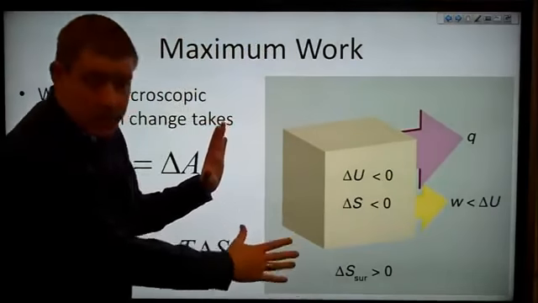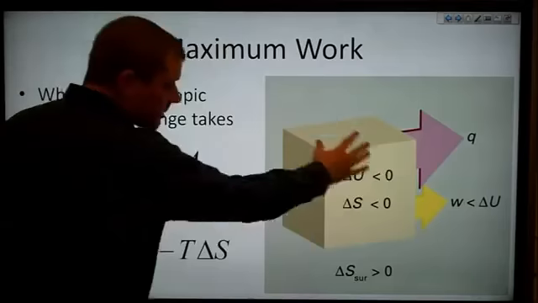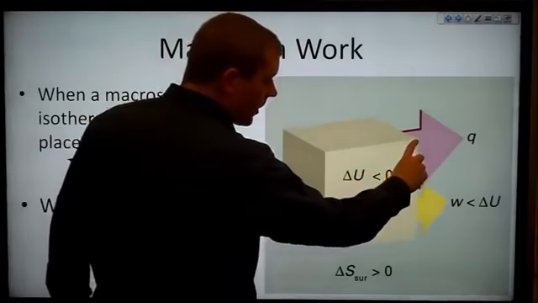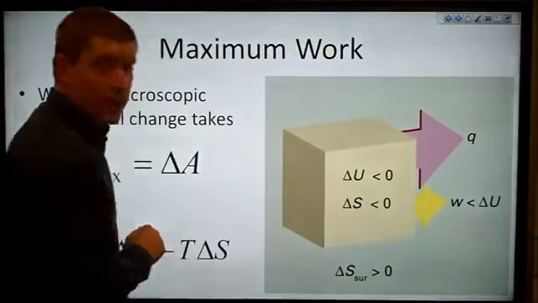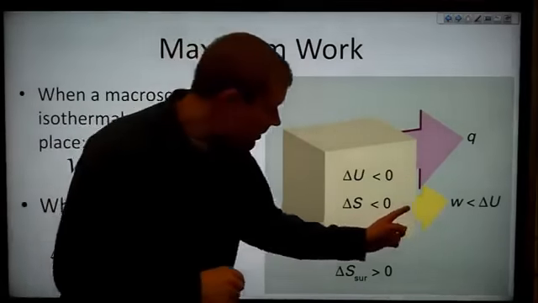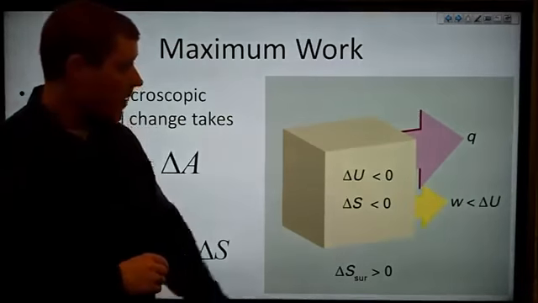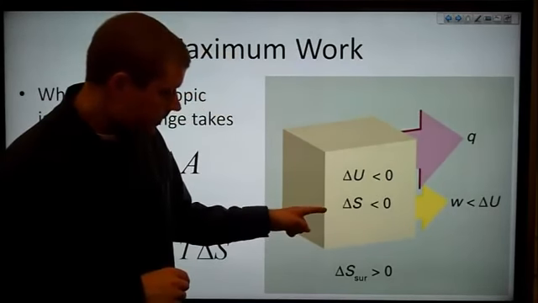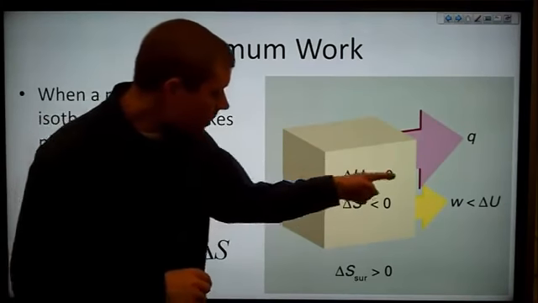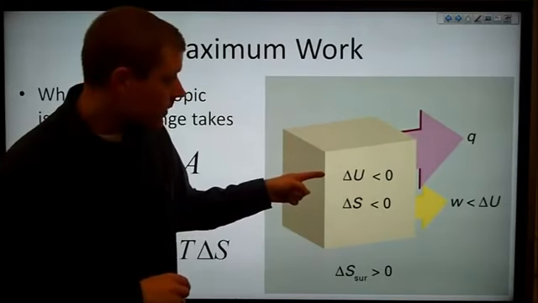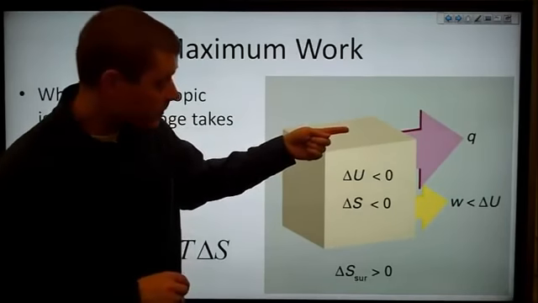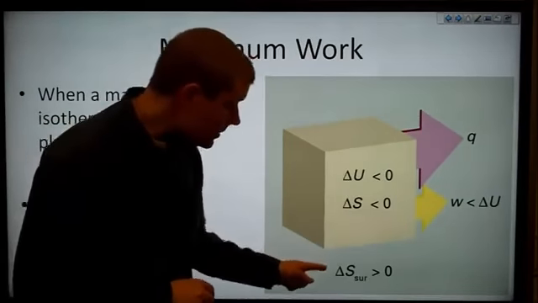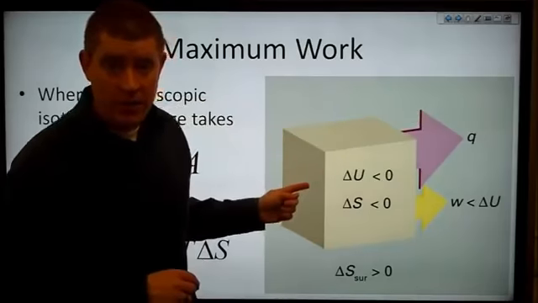So if we have a system like this, over here, we have our system in the box, and we have some amount of energy leaving the system as heat, and we have some amount of energy leaving the system as work. And so here, the entropy of our system is decreasing, and the internal energy of our system is decreasing, because we have some energy leaving as work and as heat. Now if we look at our surroundings, the entropy of the surroundings is increasing because it's absorbing some heat from the system.